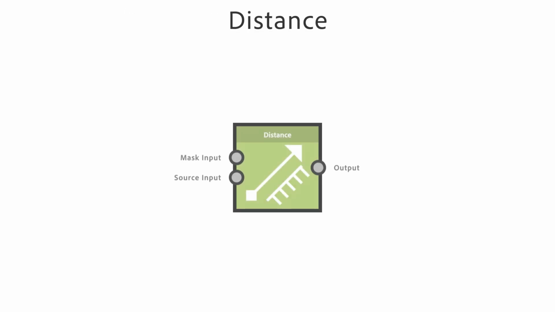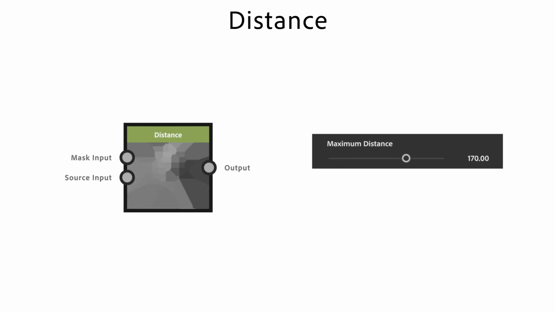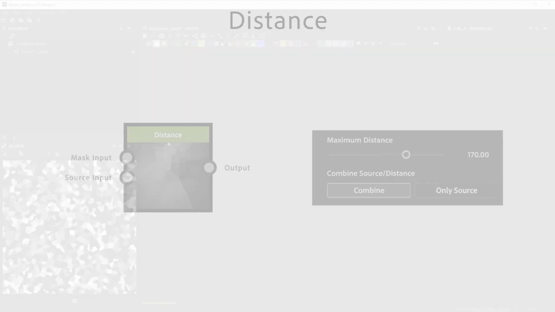The distance node creates an outward linear fade from any pixels over 0.5 grayscale value until it meets another cell. Maximum distance sets the maximum expansion range for a cell. Combine source distance, by default source only, will give you a flat result, but you can decide to combine the output with another source to add some gradients to it.